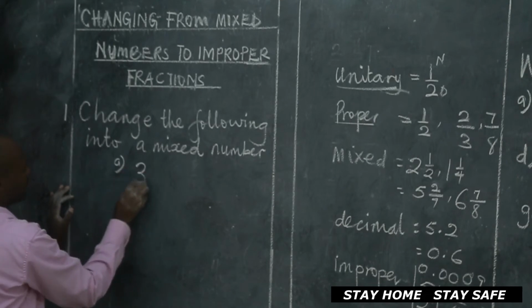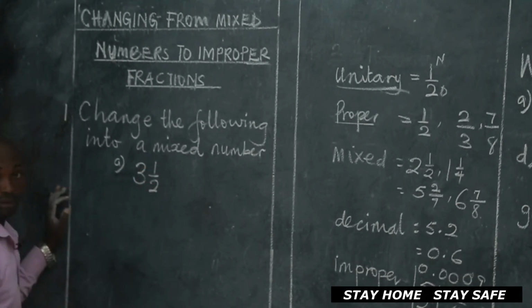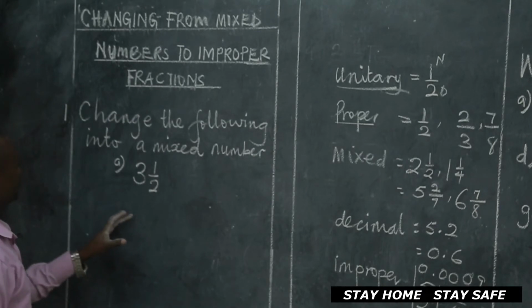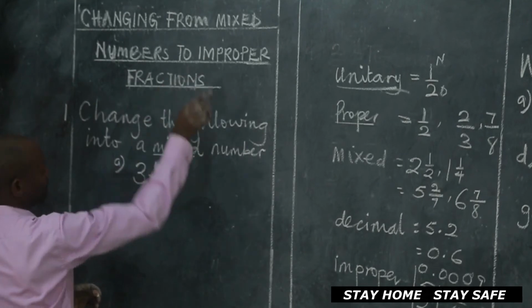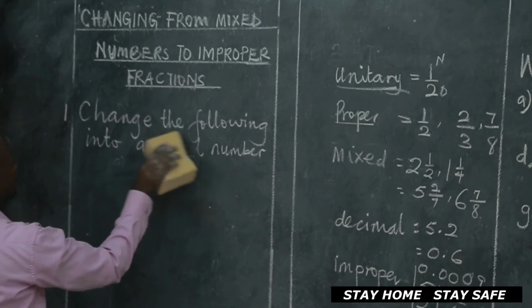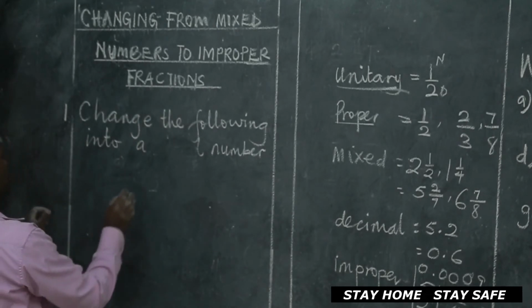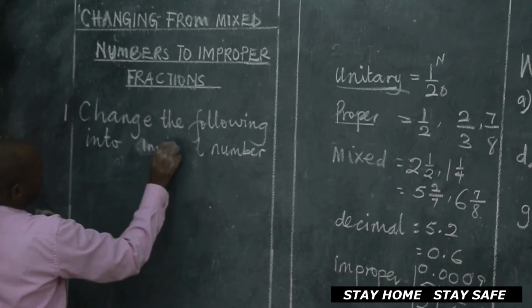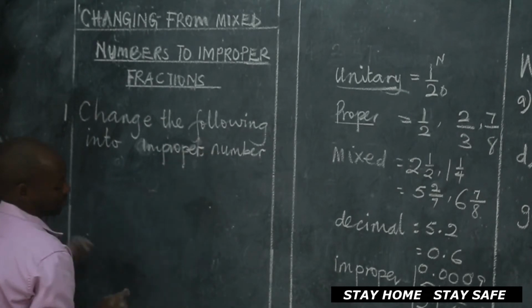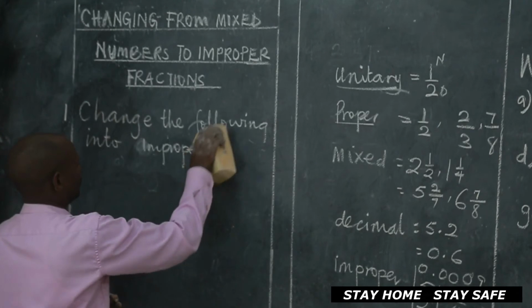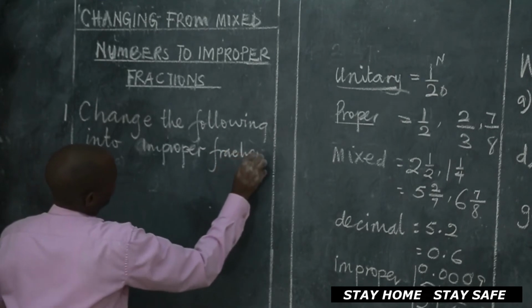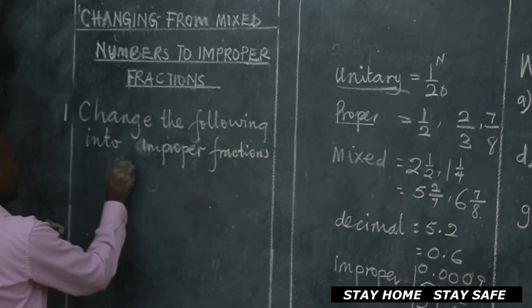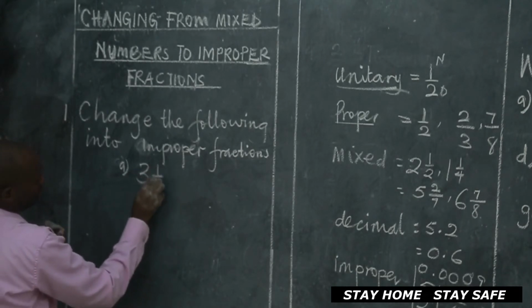A, we have 3 whole numbers and a half. We are changing from mixed numbers into improper fractions. And A, we have 3 and a half.